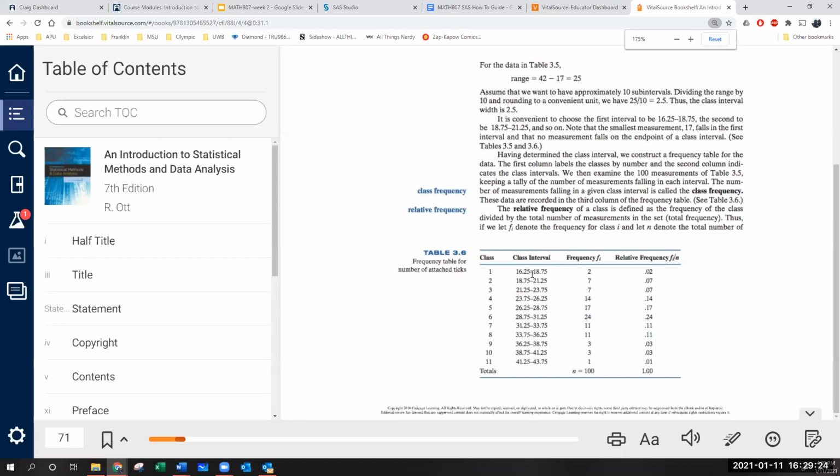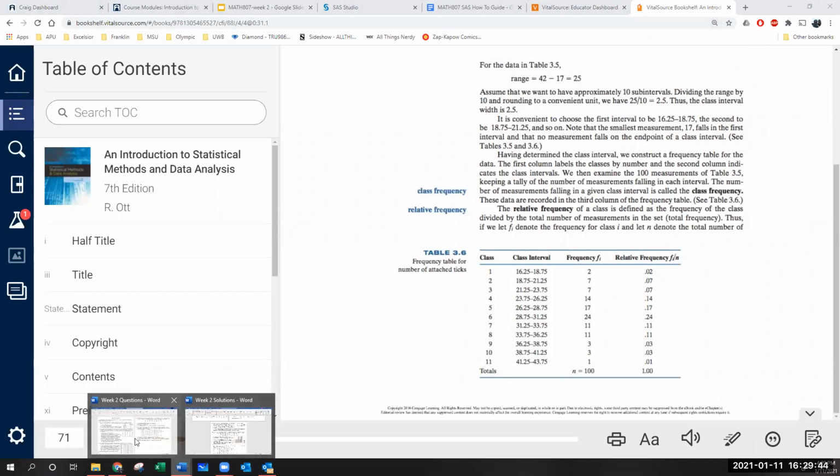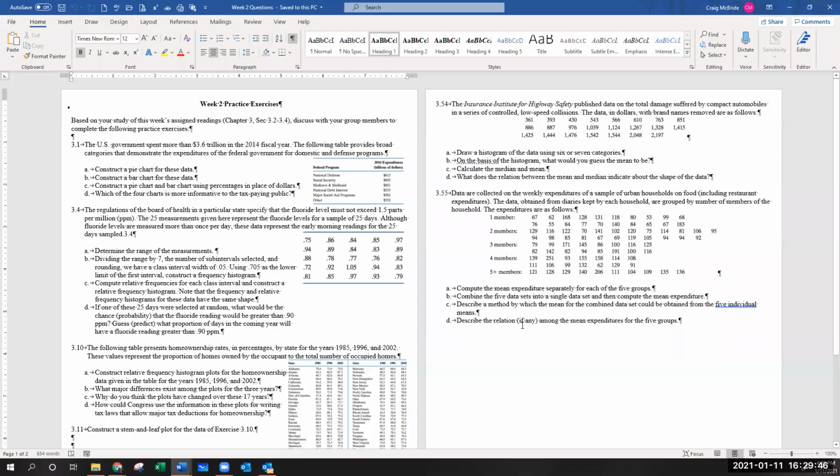So all I'm going to tell you is this. What matters is that your class widths all have to be the same and that your classes are set up in such a way that they contain all of your data. Beyond that, everything is up to you. Now, of course, when it comes to the homework questions, the only other thing you have to worry about is following any instructions like creating one using 6 or 7 categories. And then that's it.